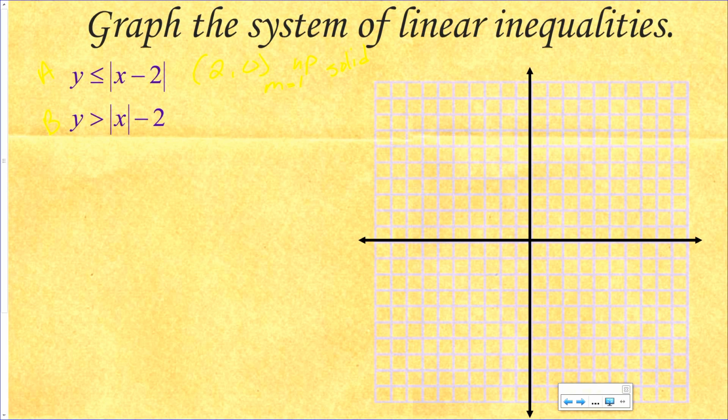Up. Sorry, that's up. That's a U. It's not an N, it's a U-P. Sorry. Okay. So I'm going to go to 2, 0. And we're opening upwards.